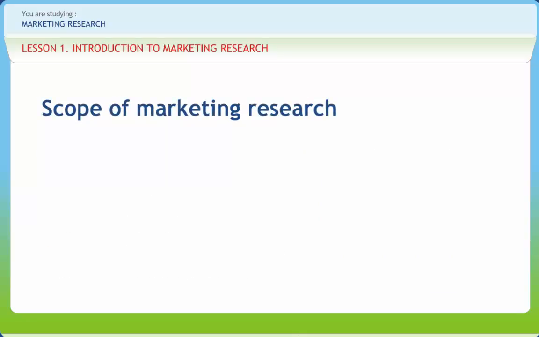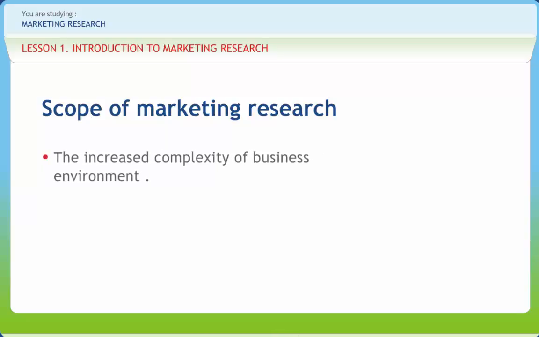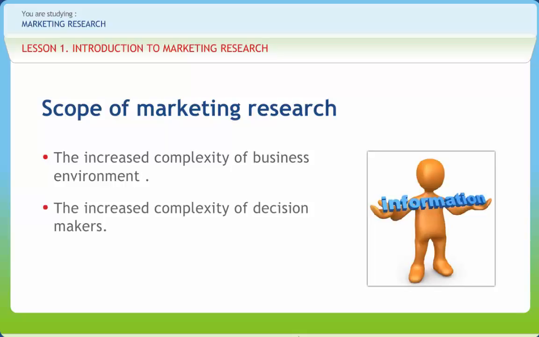It links the consumer to the marketer by providing information that can be used in making marketing decisions. There are 2 objectives of this study. First, increased complexity of the business environment, and second, increased complexity of decision makers. The study of the complexity of the business environment involves technology change, research and development, product changes, and information technology changes. The scope of marketing research is related to product, promotion, distribution, pricing, and market.